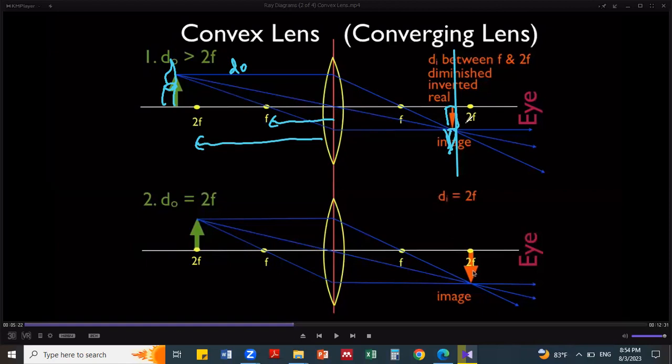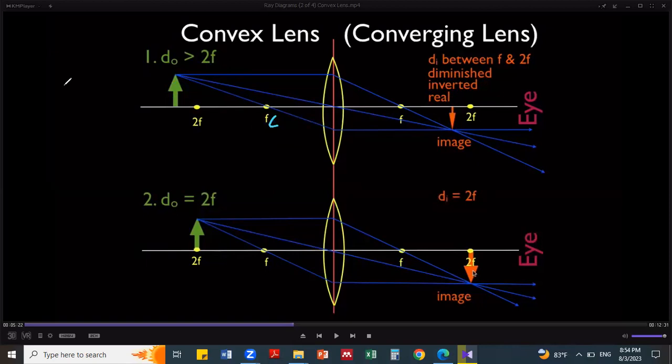And this image is formed between f and 2f. And this image is smaller than the object. That's why we call it diminished, a small image. The image height is less than the object height. That's why we call it a small image. Understood now? Right. Okay. Then next one, what has happened?